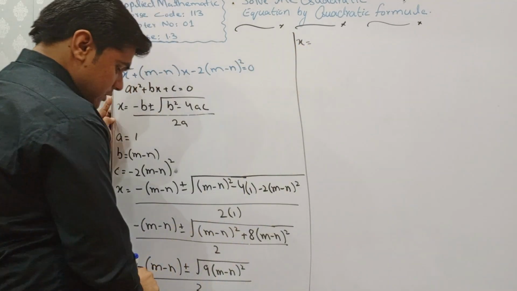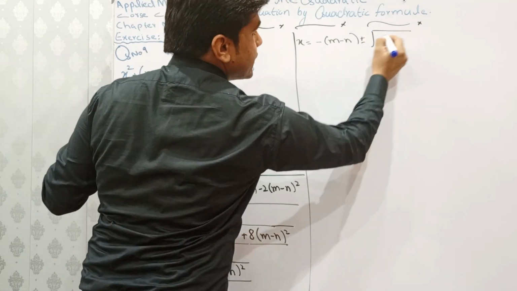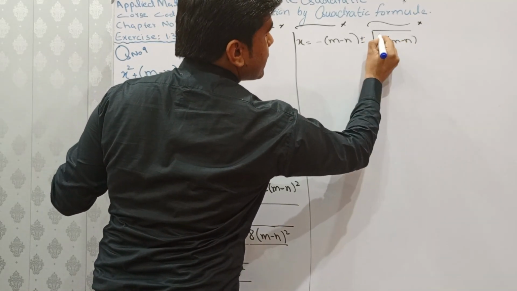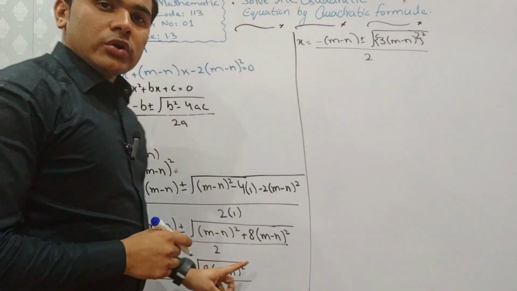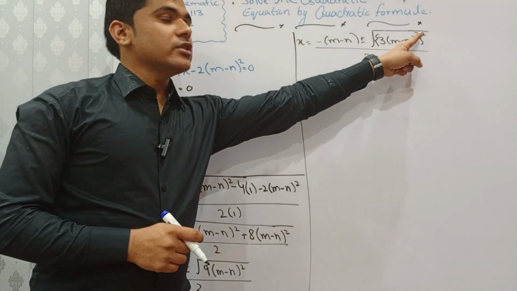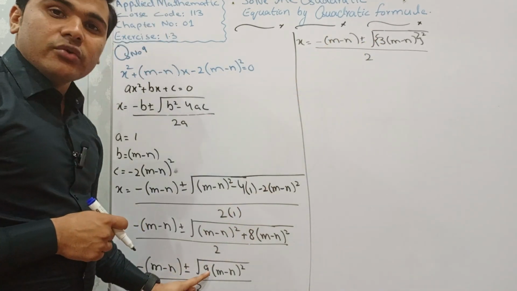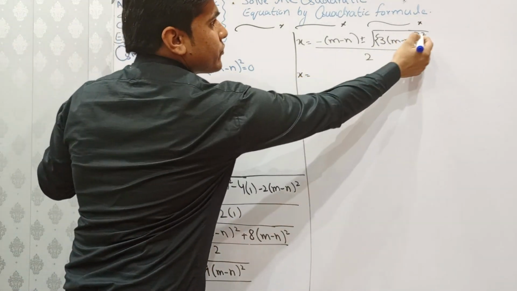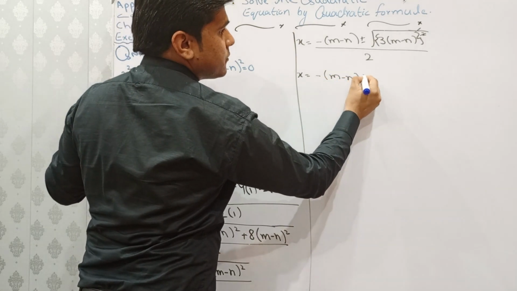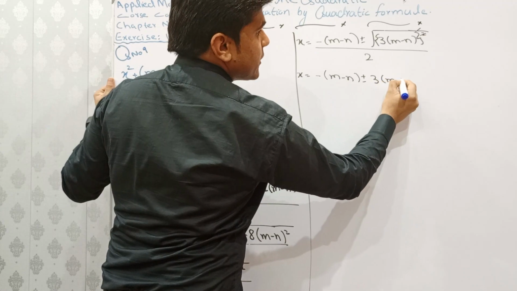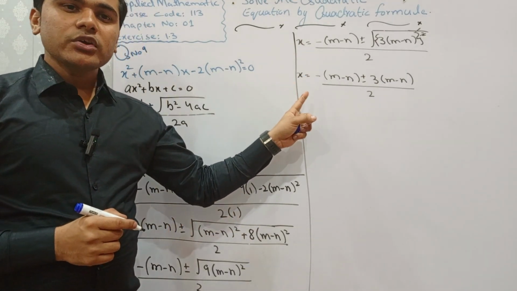So we will obtain x is equals to minus (m − n) plus minus radical (3(m − n)) whole square, okay, divided by 2. We did this because we have to cancel out the radical with the square, okay. So for that purpose we have written 3 square instead of 9. So x will be equals to, the square and radical will cancel out each other, the equation will become minus (m − n) plus minus 3(m − n) upon 2, okay. So now from here we can find out the roots of x.